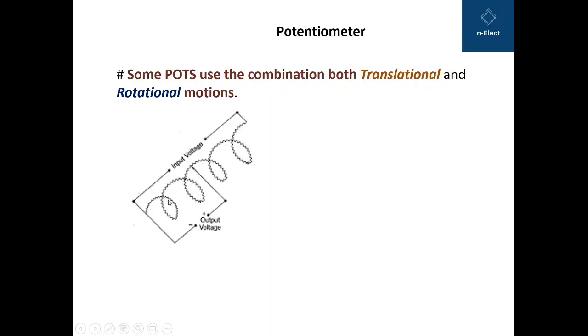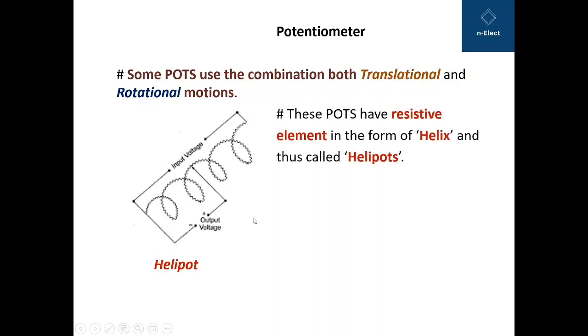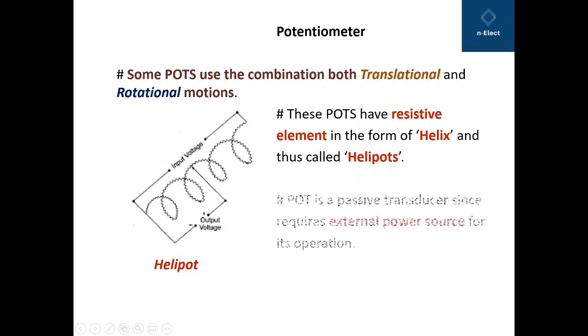Here you can see the resistive wire is in a helical way. Helical means this is the arrangement of the resistive wire. So this is the wiper, and this wiper starts from this point and ends at this point, and it follows the path of the resistive wire. It means it is going in a linear way and also in a rotational way. It is following both conditions, and that's why it's called a helipot. These pots have the resistive element in the form of a helix and thus are called helipots.